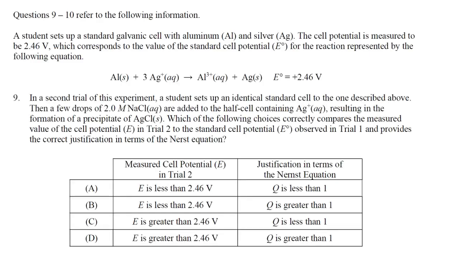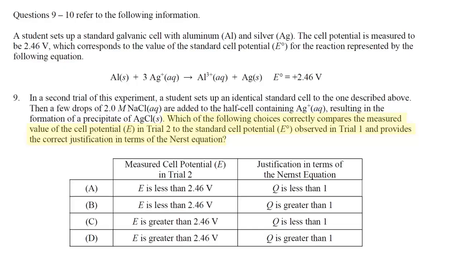In a second trial of this experiment, a student sets up an identical standard cell to the one described above. Then, a few drops of a 2.0 molar solution of aqueous sodium chloride are added to the half cell containing aqueous silver ions, resulting in the formation of a precipitate of solid silver chloride. Which of the following choices correctly compares the measured value of the cell potential in trial 2, after that precipitate has formed, to the standard cell potential observed in trial 1, and provides the correct justification in terms of the Nernst equation?